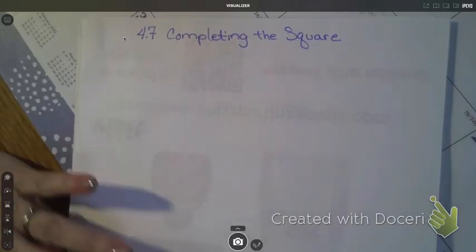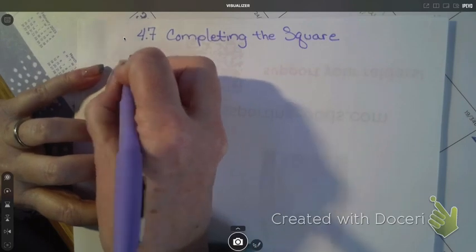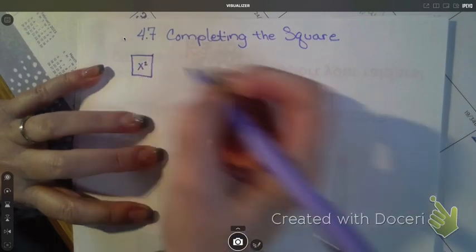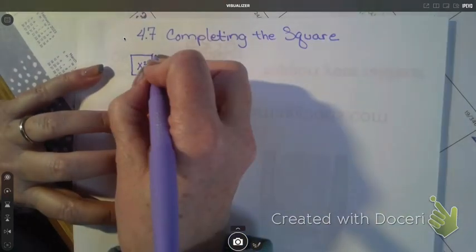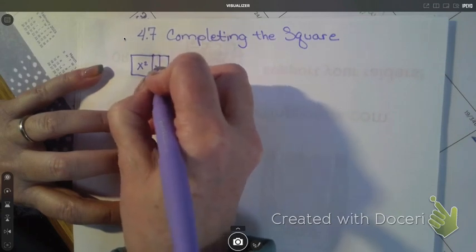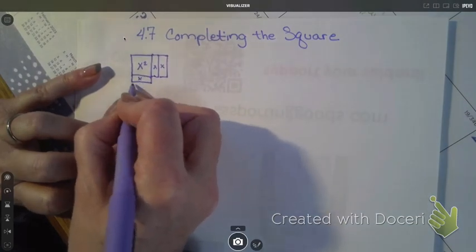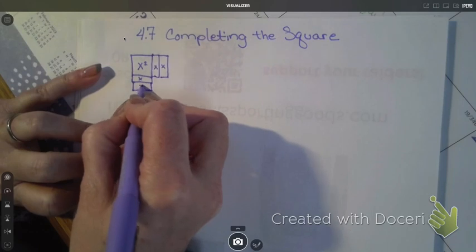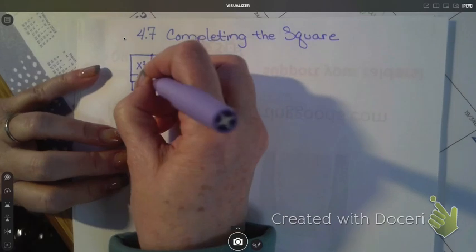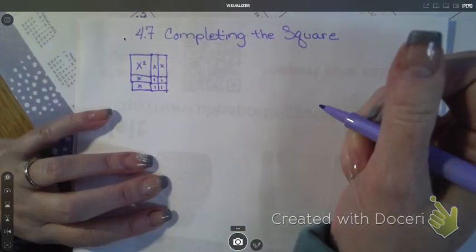Okay, 4.7, completing the square. So Friday, we went through and we had the x squared tile, right? And then we had x tiles. So that if there were 2 on the side, there would be 2 on the bottom. And so then how many unit ones did we have? 4? Yeah. Okay, so we are going to do that with equations.